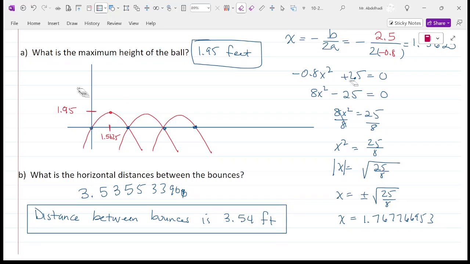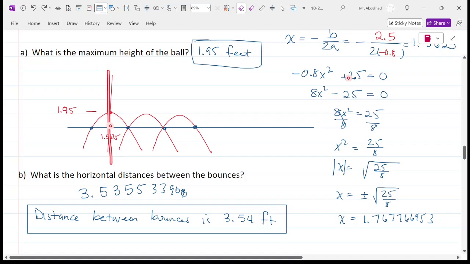Their y-axis was actually here, like that. Their y-axis was actually through the vertex like that. So it was 1.76 this way and 1.76 this way. So there was a 1.76 in each direction. So you add them together, you get 3.53.